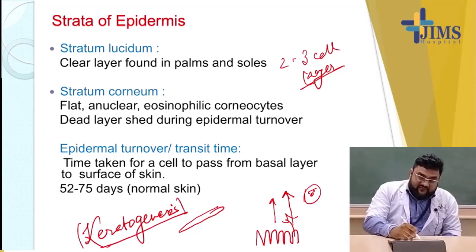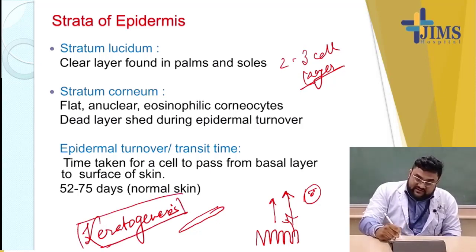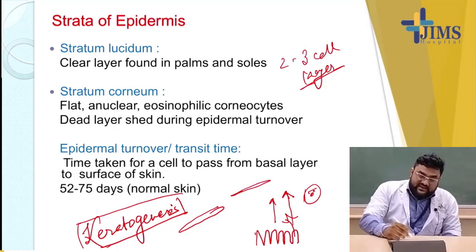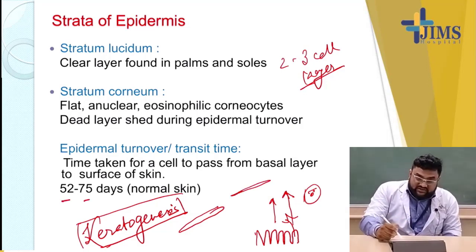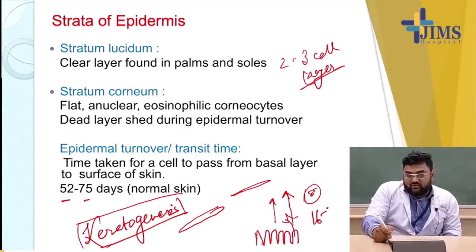And the time taken for one cell to go from the basal layer to the topmost layer is around 52 to 75 days, out of which the mitosis that happens in the basal layer takes around 16 to 24 days.